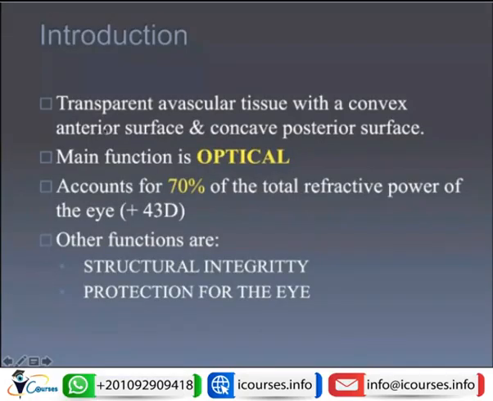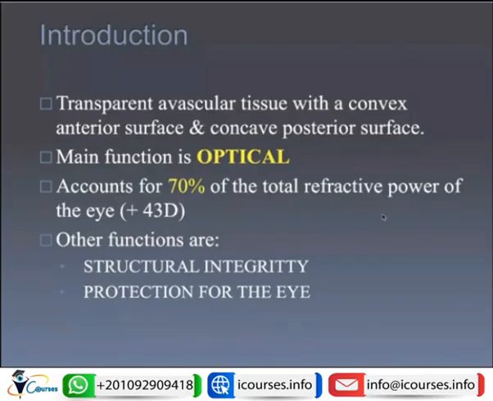So what is the cornea? The cornea is a transparent avascular structure that has a convex anterior surface and a concave posterior surface. So you can consider a cornea like an optical structure that has a function of condensing the eye into the fovea.